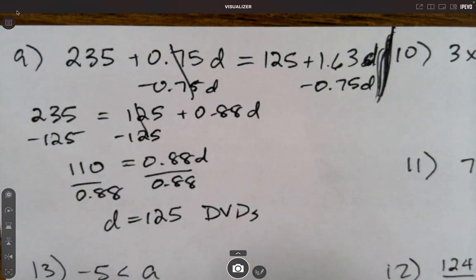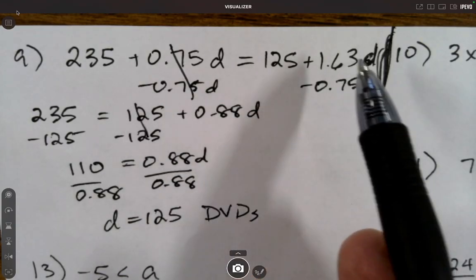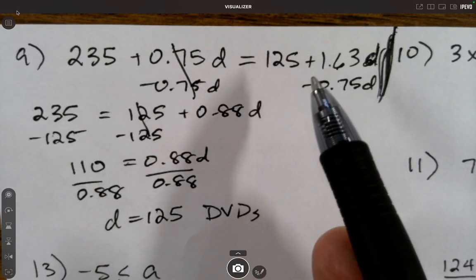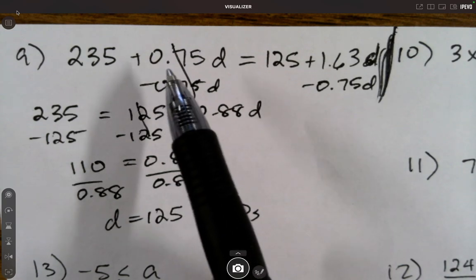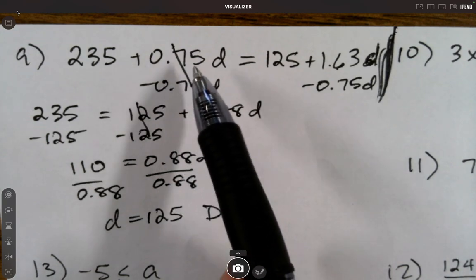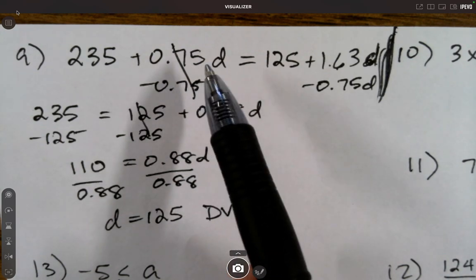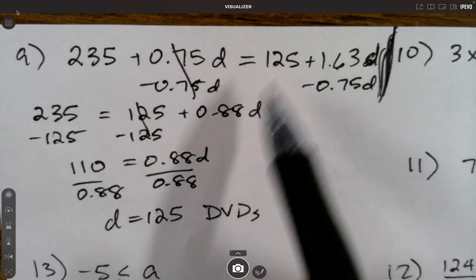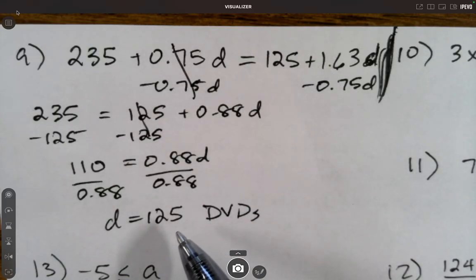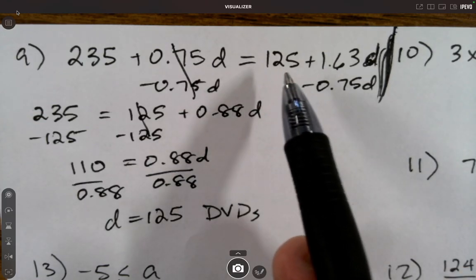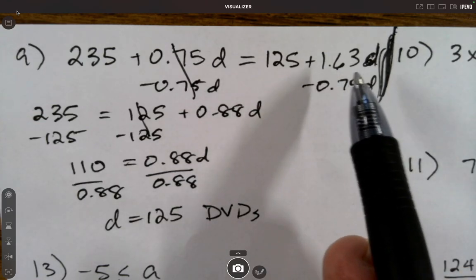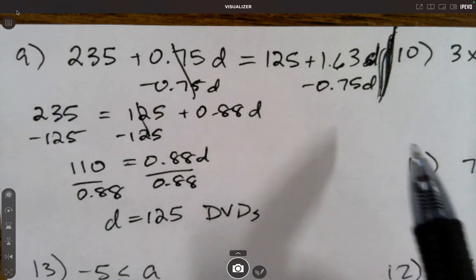So what that would mean for this 8th grade class is if they're ordering exactly 125 DVDs, it really makes no difference cost-wise which company they use. But if they're ordering more than 125 DVDs, they should pick this company because it'll cost less, only 75 cents per extra DVD over that. But if they need less than 125 DVDs, this would be better because the lower upfront cost would mean it's worth paying more for the DVDs they're going to buy.